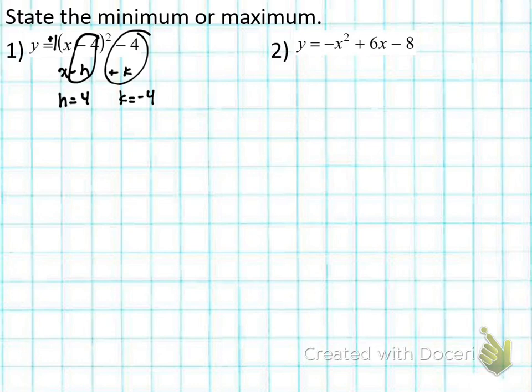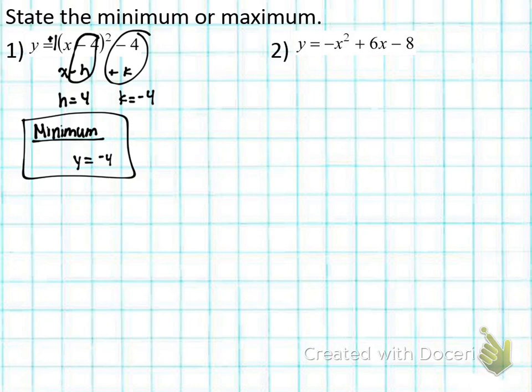From the beginning of the year, remember that? So since A is positive, we're going to have a minimum. Therefore, we would write minimum is, y is equal to, and then we take K, in this case K is negative 4. And that's your answer. You would write that. It has a minimum at y is equal to negative 4. Okay? Does that make sense so far?